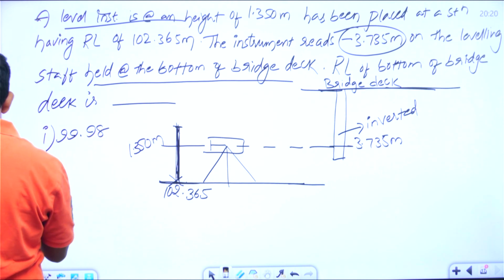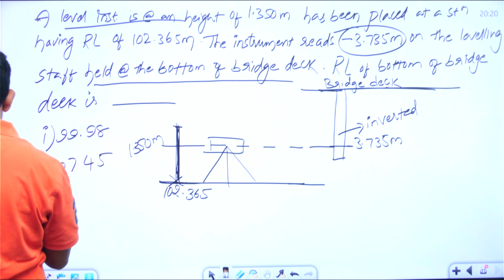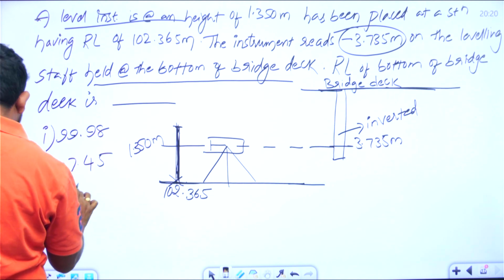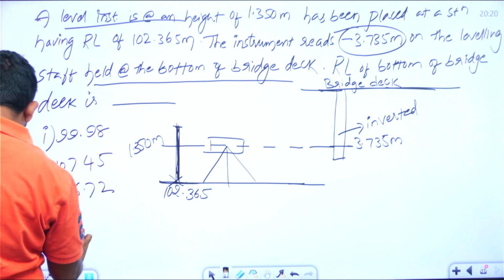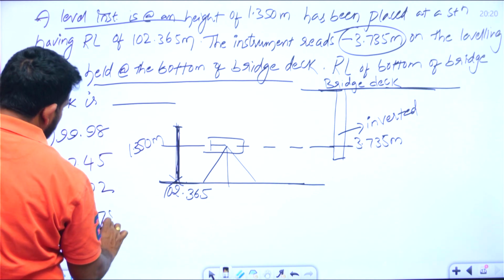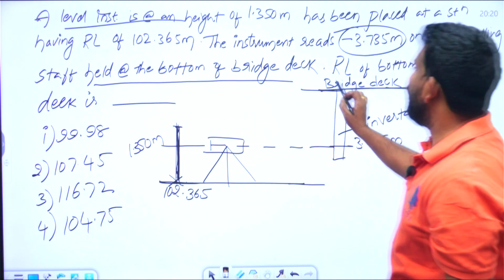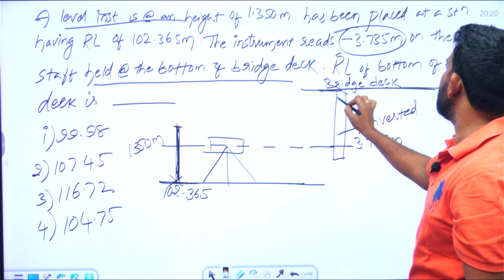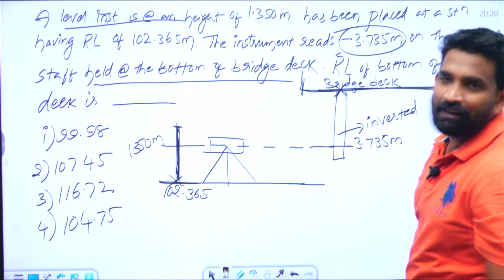99.98, 107.45, 116.72, 104.75. These are the options that are given here. Now we are supposed to find out the RL of the bottom. This is the bottom of a bridge deck, nothing but this deck slab of a bridge.